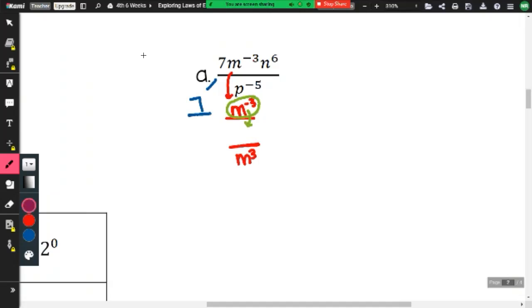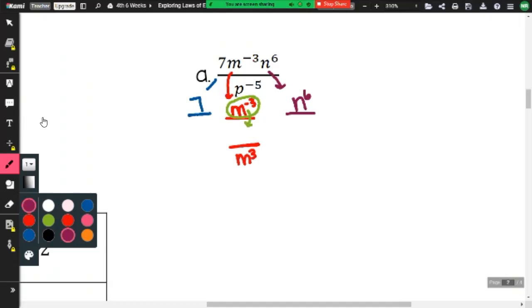Next is what? P or N? N. So I'm going to grab my N. N to the power of 6 is on what side of the fraction? Top. Do I need to do anything with N to the power of 6? No, nothing to do there.